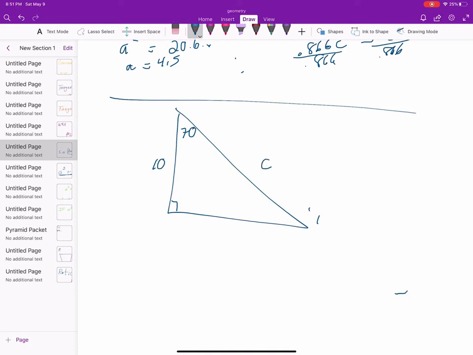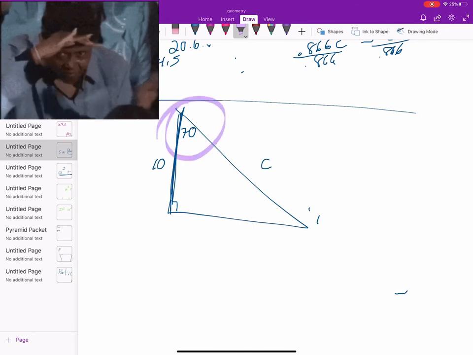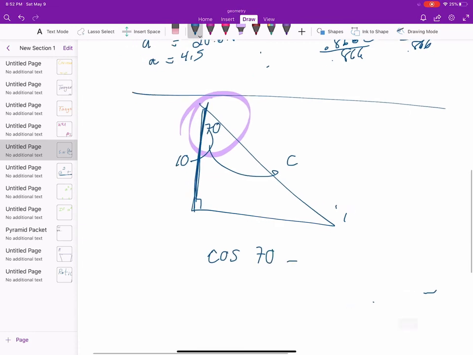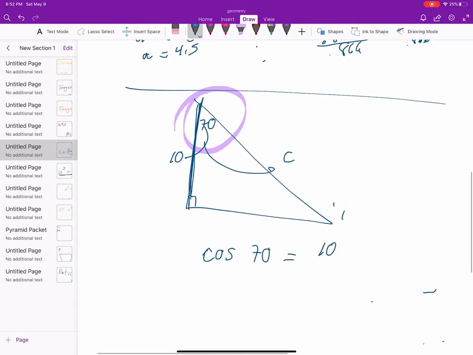This time I know the side that's adjacent because it's right next to the angle. Remember, you always want to locate the angle first, and then figure out which side you know and which side you're trying to figure out. So this is the adjacent side. This, of course, is the hypotenuse. So that's going to be a cosine example. So cosine 70 is equal to the adjacent side, which is 10, over the hypotenuse, which is C.